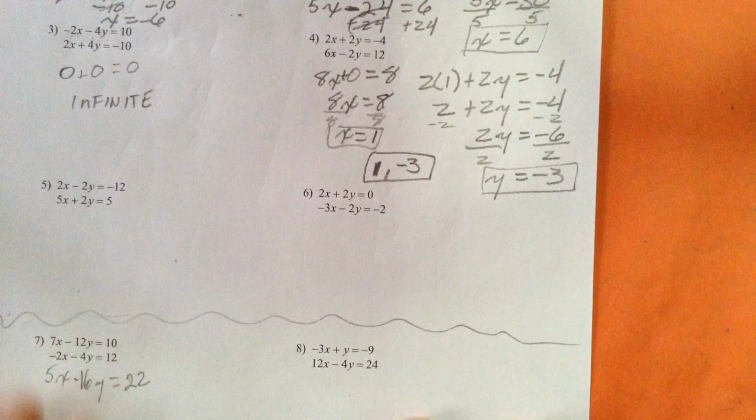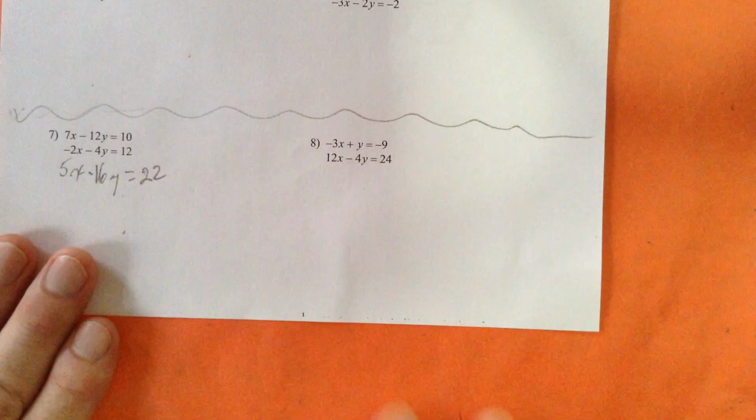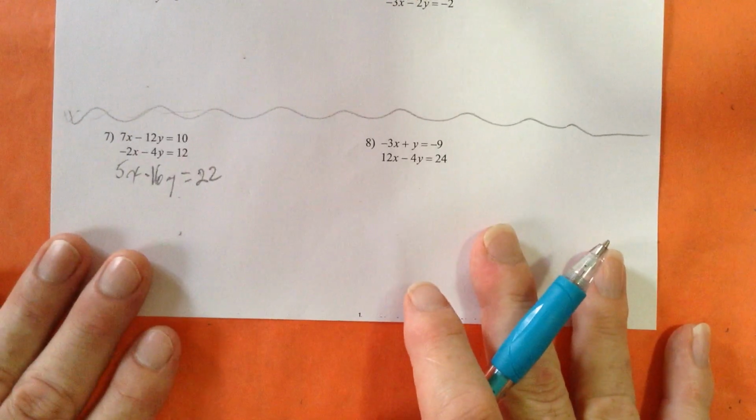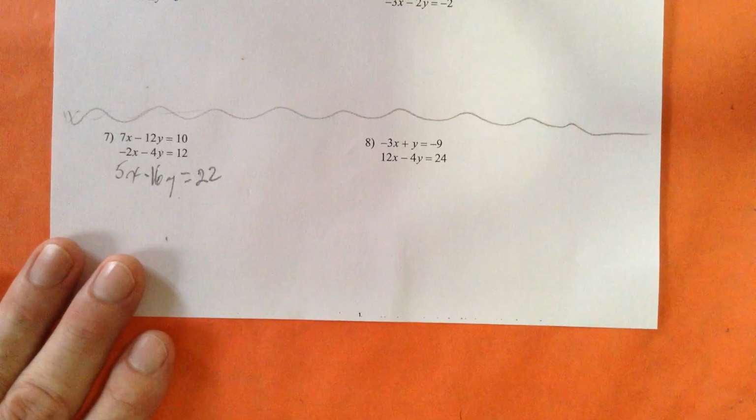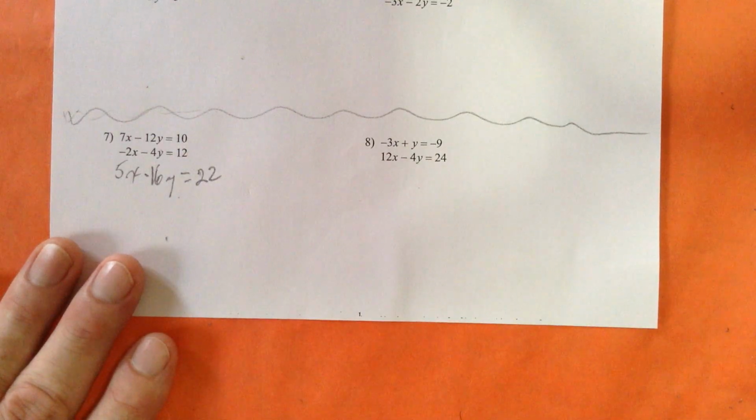Okay, sometimes it's obvious, like 1 through 6, but here there's another step before we can do the elimination. Okay, so I'm going to pause the video and work these out, and I'll show you those.